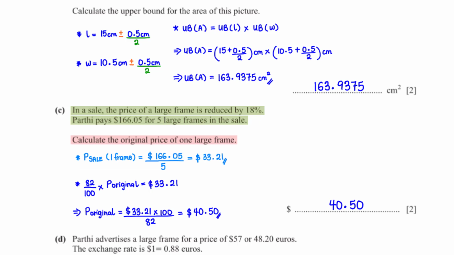Since the sale price is an 18% reduction on the original price, we subtract 18% from 100%, which gives us 82%. So we have 82% of the original price equals $33.21. When we make the original price the subject, this is what we have, which is equal to $40.50.